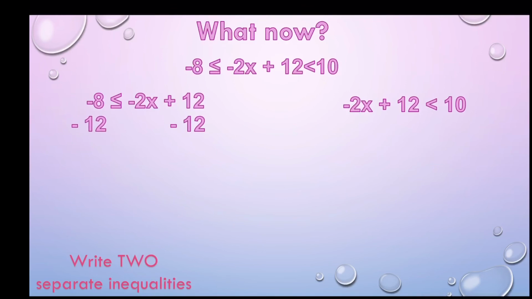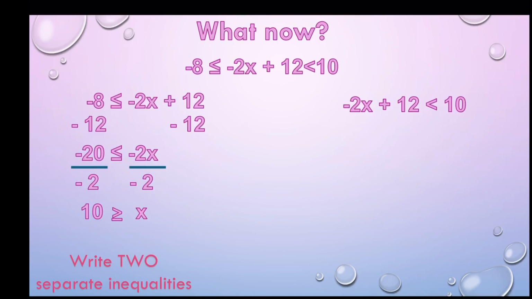So I subtract 12 from both sides to get -20 is less than or equal to -2x. Divide by negative. You hear what I just said? I'm dividing by a negative. So I get a positive 10, but my symbol needs to switch. Therefore, 10 is greater than or equal to x. That's that one.